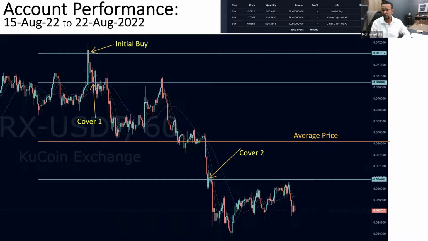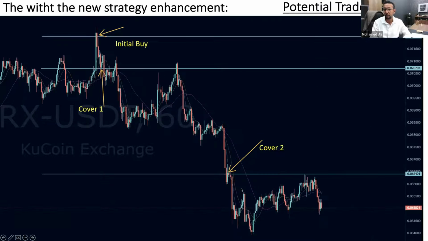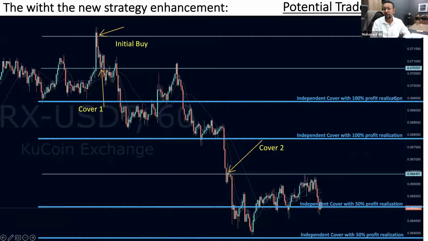There was no movement. But now with the new enhancement of the strategy that we're working on, which is probably going to be released this week, we're going to be solving that quiet zone. We have a quiet zone here between cover 1 and cover 2, which is about 5%. And we have another 8% between cover 2 and cover 3. We're going to add some independent covers in between as per this chart here. Those are going to be the independent covers between these average covers.